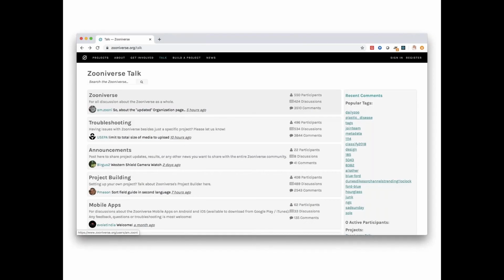Other things that have been shown to be helpful are having an active forum. We heard about that in the first day from the Zooniverse folks, from Pushkin. But again, that's something that you need to actually build or have in some way.